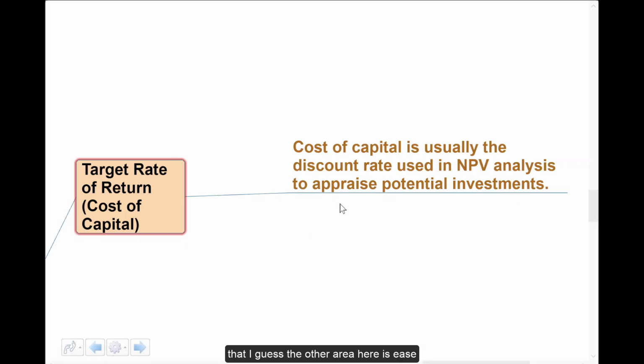I guess the other area here is ease or simplicity. It's more simple to use the cost of capital than something else. But be careful, because let's think about it. If we're taking on a very, very risky project, it's highly likely that we should use a cost of capital that's higher. Because if the project is risky, we want to discount the cash flows that little bit more. So it's not always the case that the cost of capital of the business, i.e. the cost of debt and equity on average, is the best and only option in terms of a discount factor.